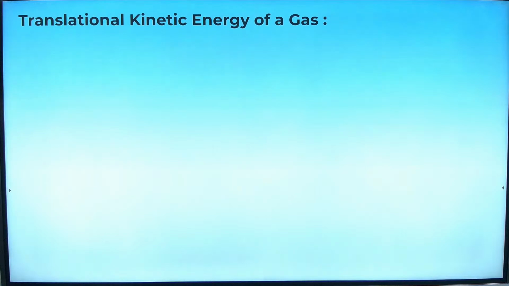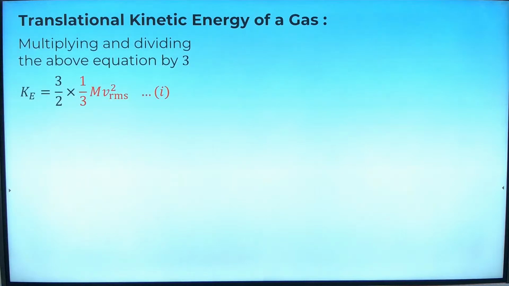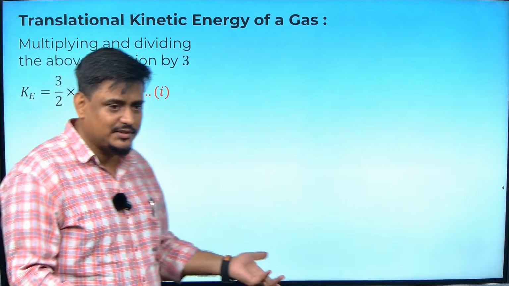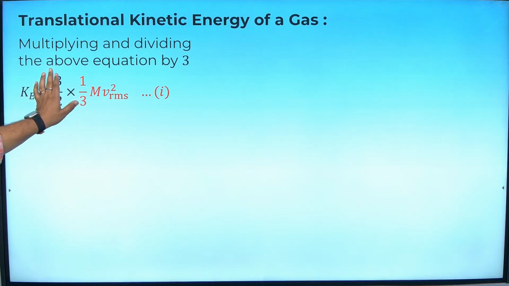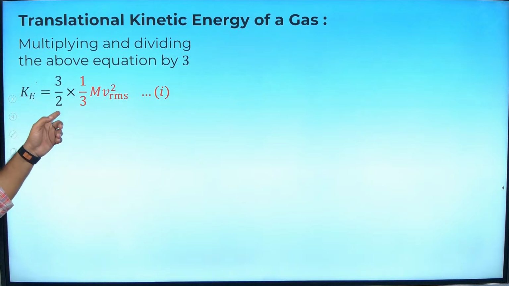Right. So now comes a very important part. Again, competitive people, this part is important for you. So we have the kinetic energy of the gas as half mv square, isn't it? In this half, I am multiplying and dividing by 3. What I am doing, try to understand. Kinetic energy is half mv square. In this half, I am multiplying by 3 and dividing by 3.